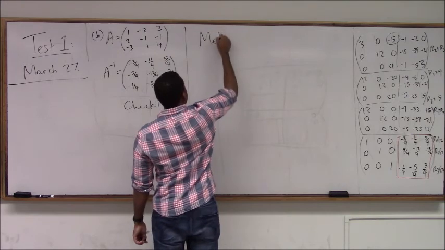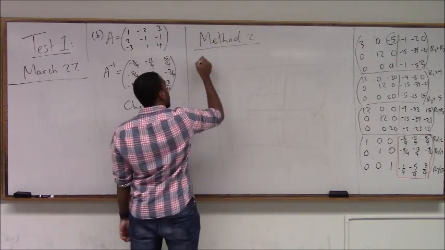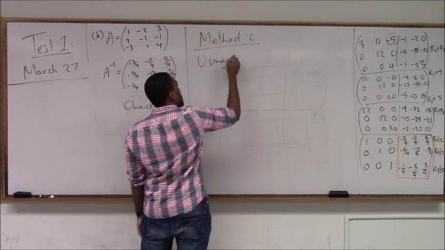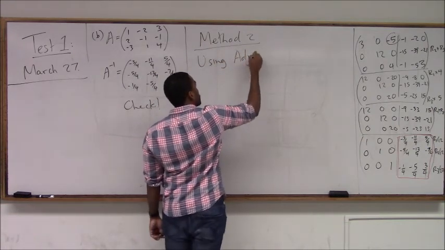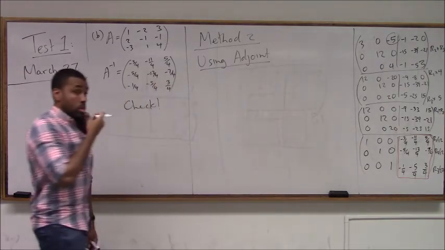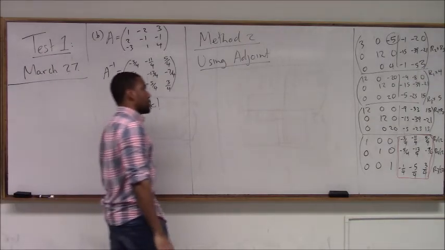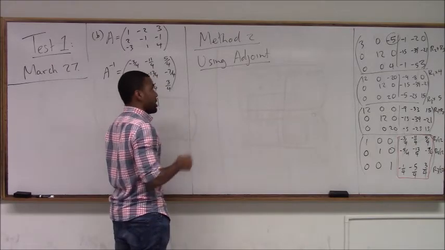Method 2. This is using something that we call the adjoint. Yes. So would it be like the adjoint matrix multiplied by 1 over the determinant? It's 1 over the determinant times the adjoint. Yeah. So let's actually define the adjoint.